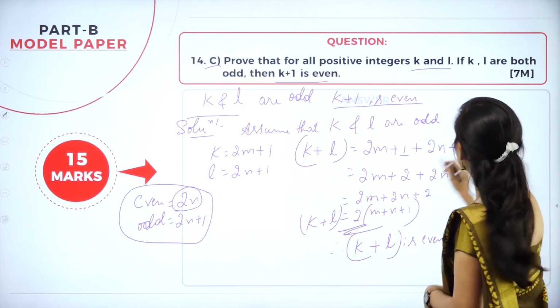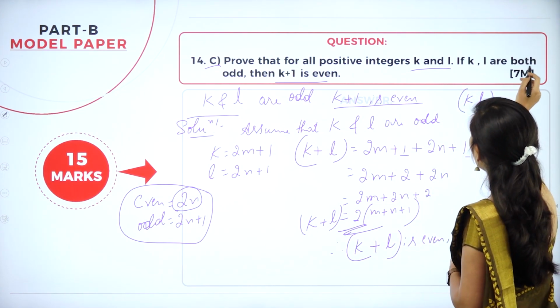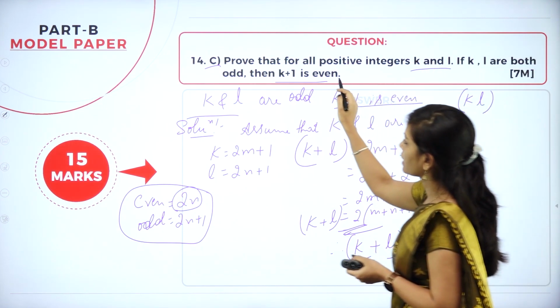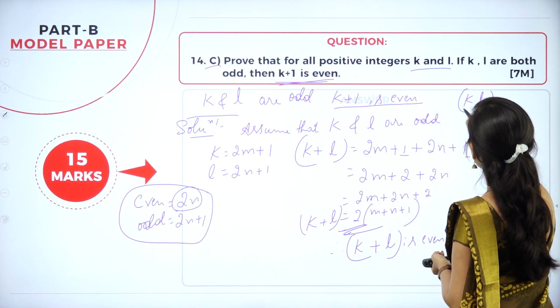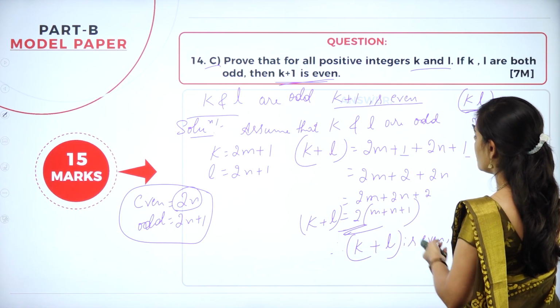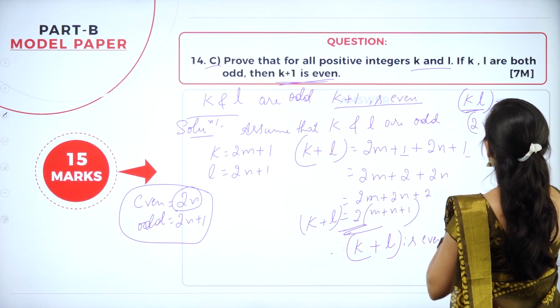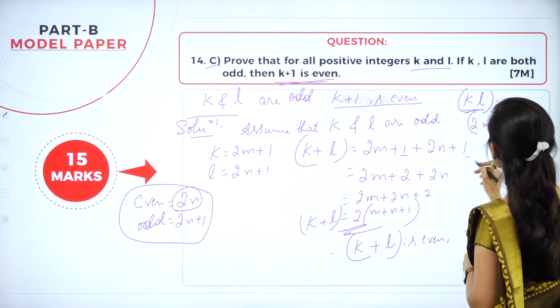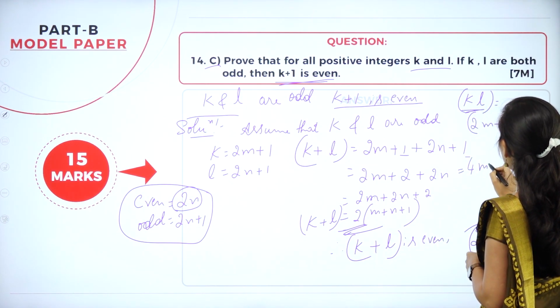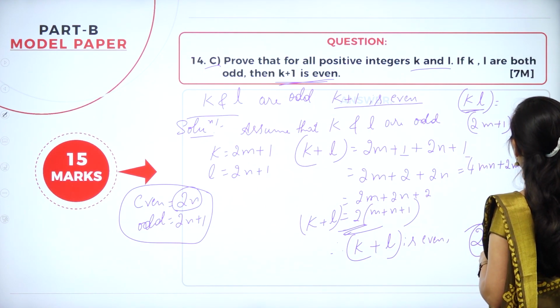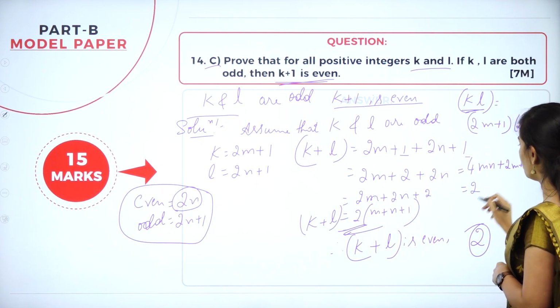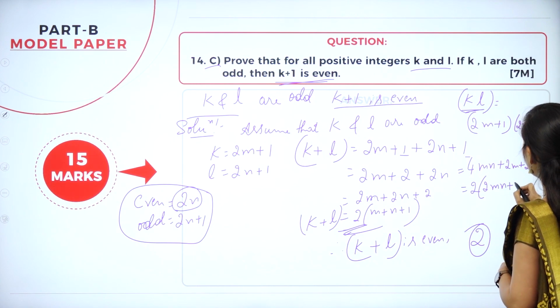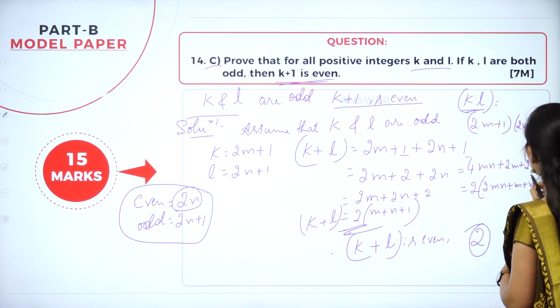So next you have to prove that k into l. So k and l are both odd, then k into l is odd. We already got that k plus l is even, so I'll prove this for k into l. k into l means 2m plus 1 into 2n plus 1. Simplify this: 2 twos are 4 into m into n, plus 2m plus 2n plus 1. Now I'll take 2 as a common factor: 2mn plus m plus n, plus 1, the remaining factor is 1.